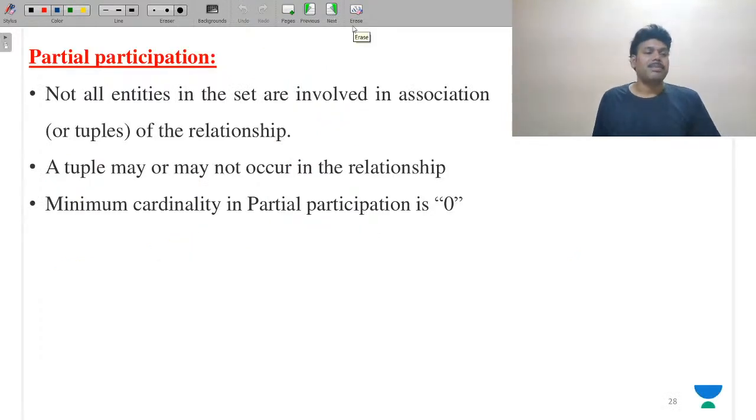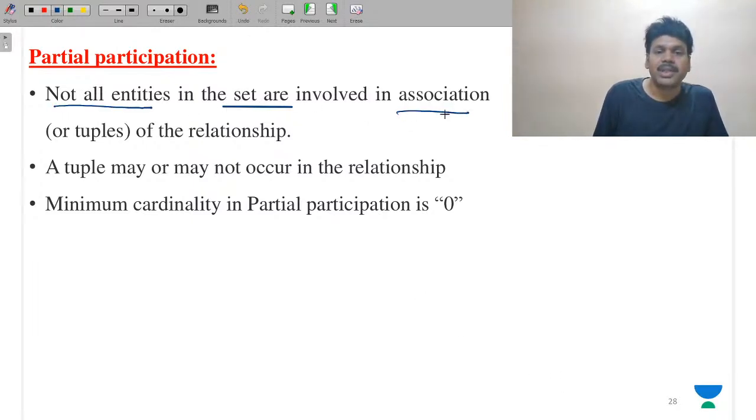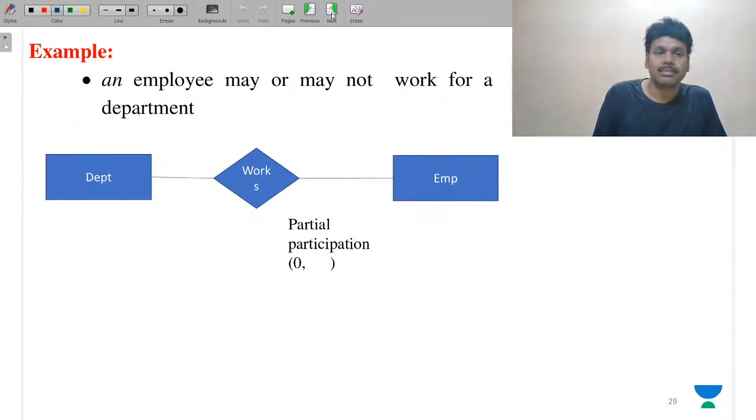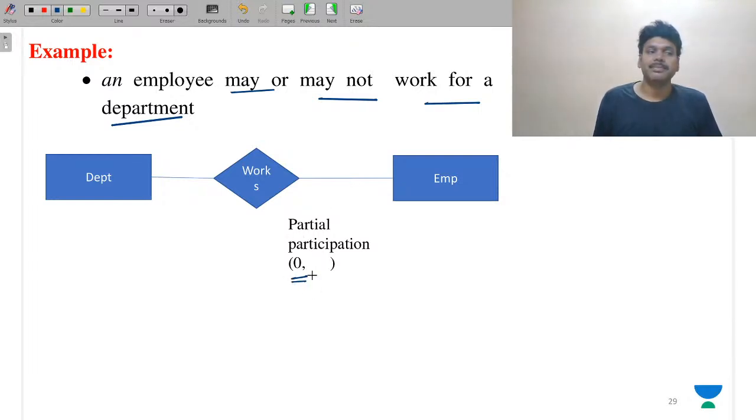Now what is a partial participation? Every row may or may not come in the relationship. A tuple may or may not occur in the relationship. Therefore, the minimum is how much? 0. So for example, an employee may or may not work for a department. That's why employee is said to be partial, he may or may not come.